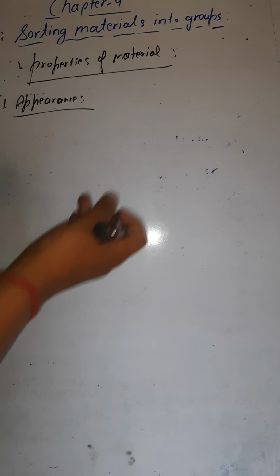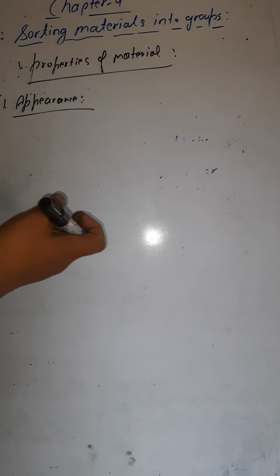Some materials are shiny in nature, meaning they have luster; they are lustrous. Some are non-shiny, meaning non-lustrous; they do not shine. We call them non-lustrous materials. This is how we can differentiate between the different materials. Some are shiny in nature and some are not. So this is the appearance.